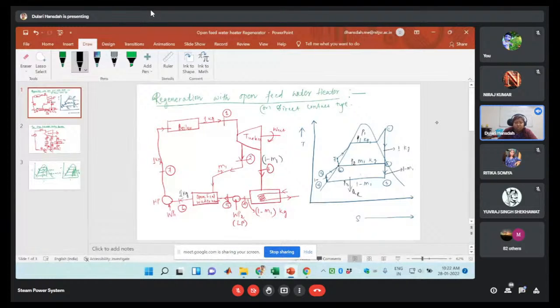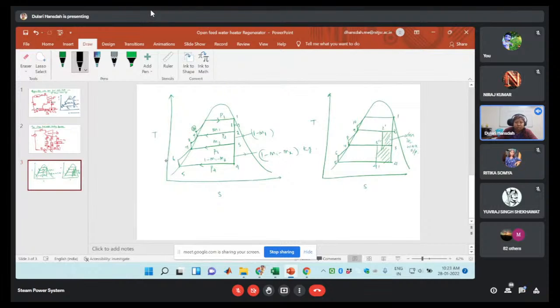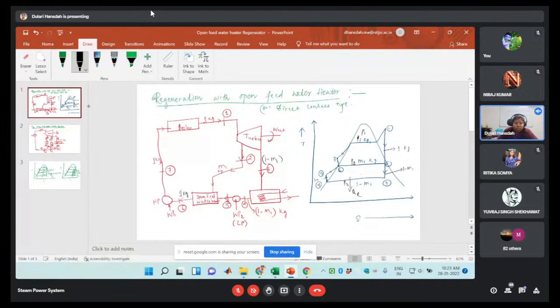If we consider the same amount of 1 kg of steam flowing, then we will get the step work. Later I will show you how we consider this lost work. Here we have to find out the thermal efficiency of the regeneration cycle. The advantage of the regeneration cycle is that the mean temperature of heat addition will reduce.